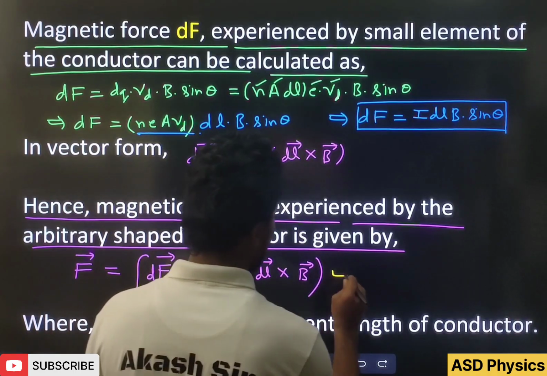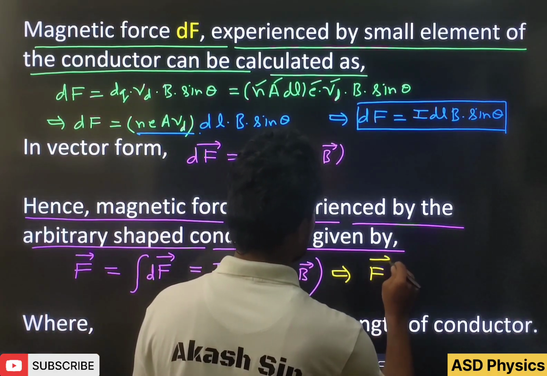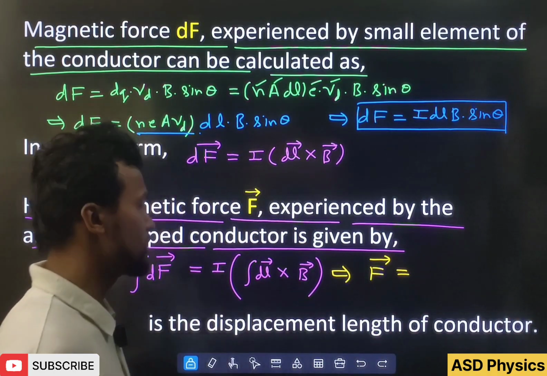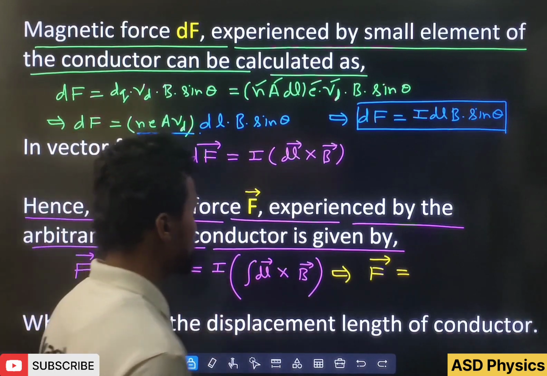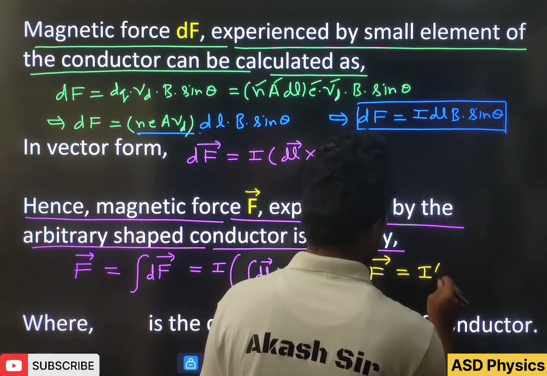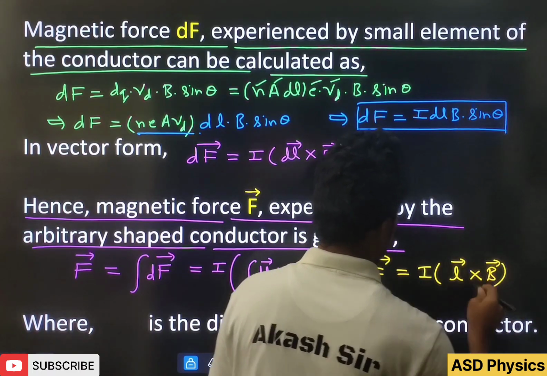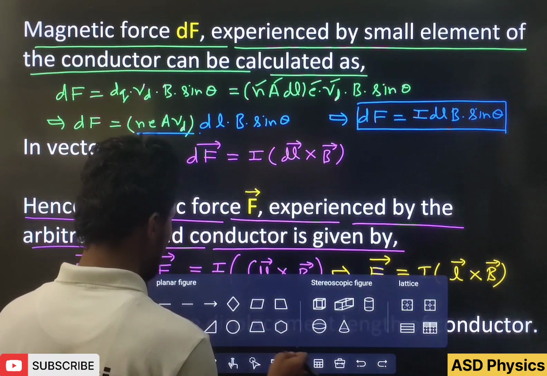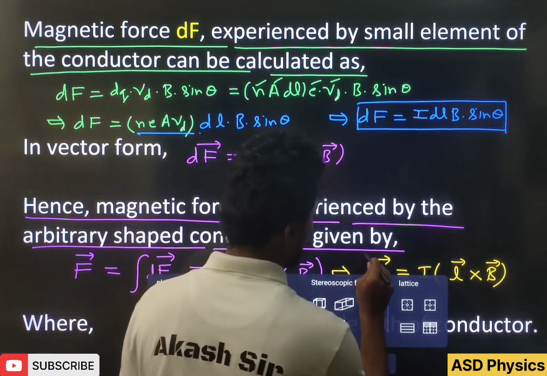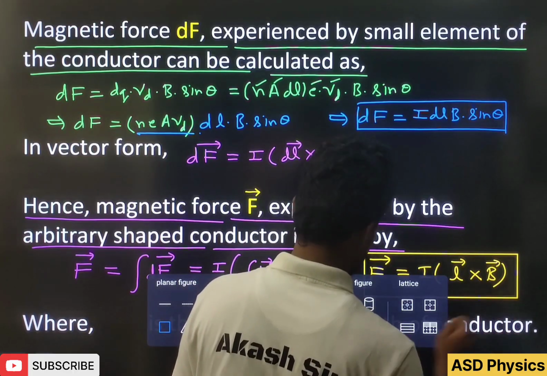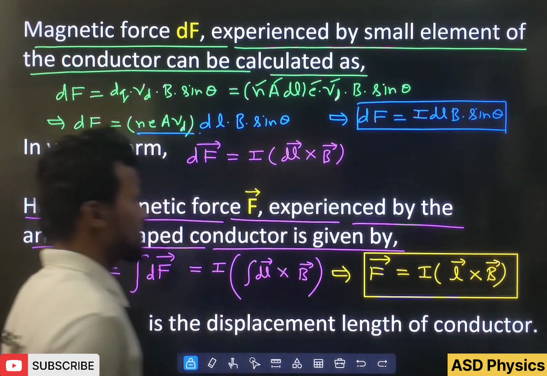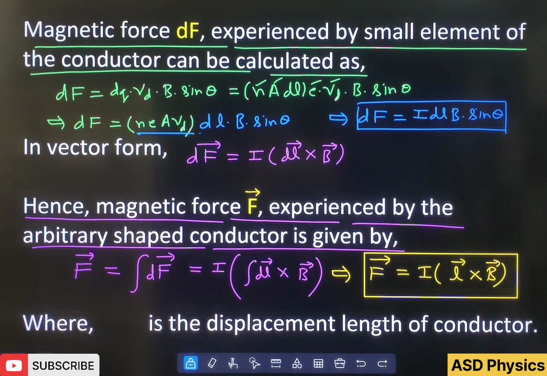After that I can write, hence F equal to, I am considering a uniform magnetic field B, so only the integration of dl came. Then what can I write? I, and it will become vector L cross vector B. So students, this is the formula of force experienced by a current carrying conductor in a magnetic field.